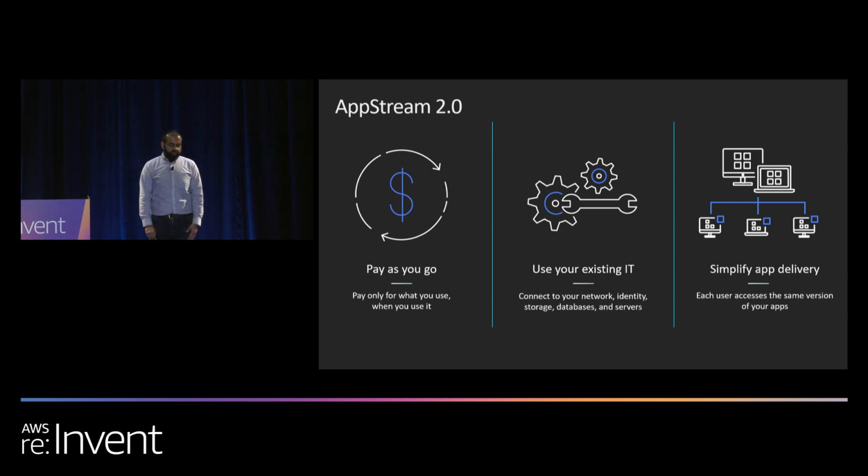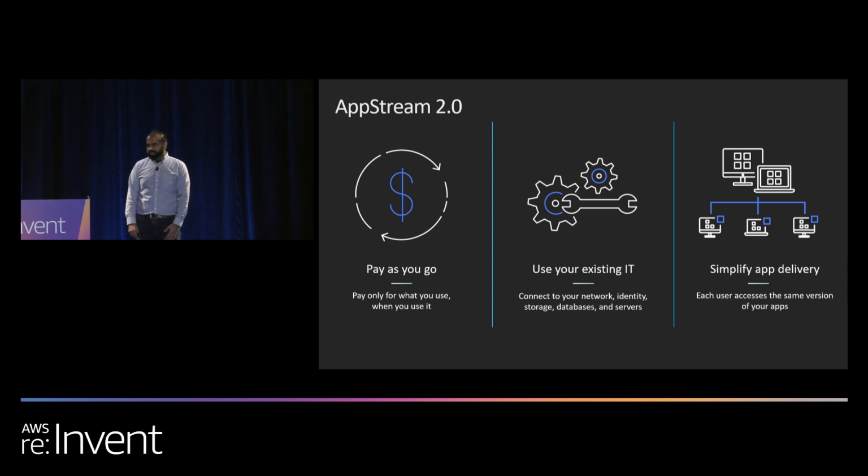So we have customers that are using AppStream for training sessions. If you think about training sessions, you're only going to use the environment for 2 to 3 days, and then you're done. And with AppStream, you can provision the infrastructure for those 2 to 3 days and then turn it off, and you're not paying for it ever again until you need the infrastructure again. And with scaling policies, again, you're really controlling the cost as you go.